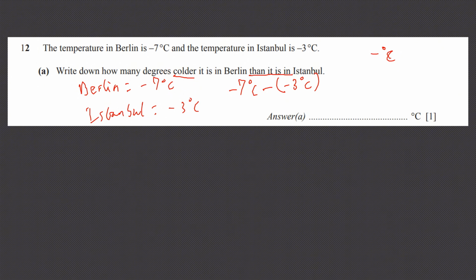So when we do the calculation, this will then be -7 degrees Celsius. Minus times minus will give us a positive sign, so that will then be +3 degrees Celsius. So -7 degrees Celsius plus 3 degrees Celsius will then equal -4 degrees Celsius. So the answer here is now going to be -4 degrees Celsius.